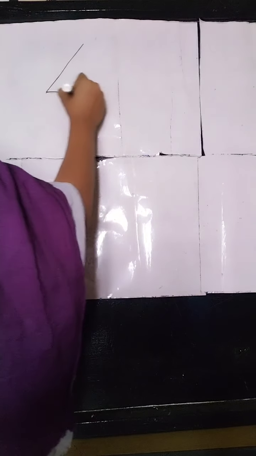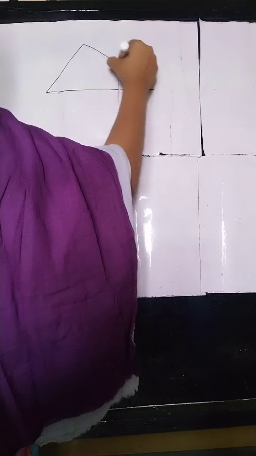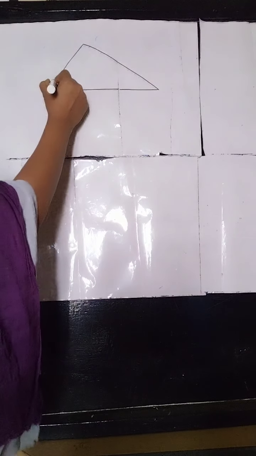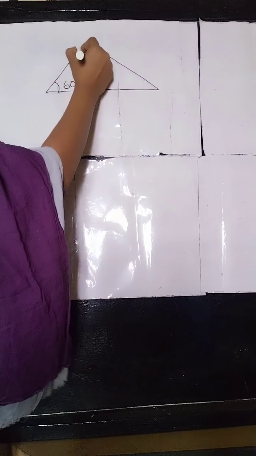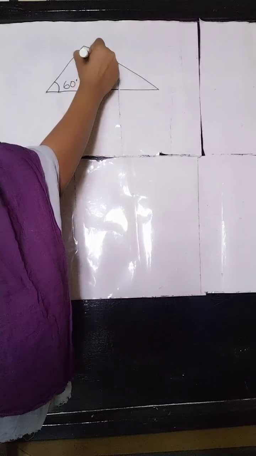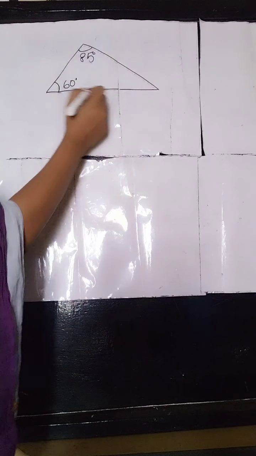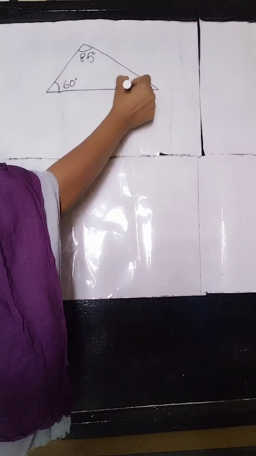Suppose you are given a triangle, an acute angle triangle figure where the values of two angles are provided. Suppose this angle is 60 degree, and the top angle, the vertical angle, is given as 85 degree, and you are asked to find out the value of the third angle.